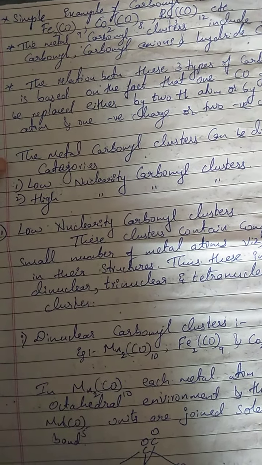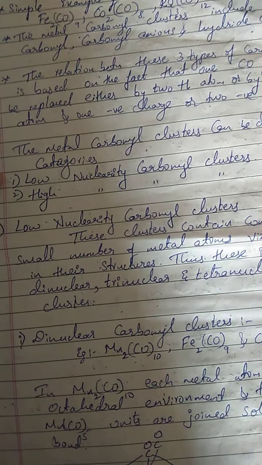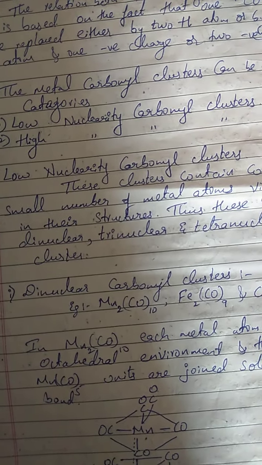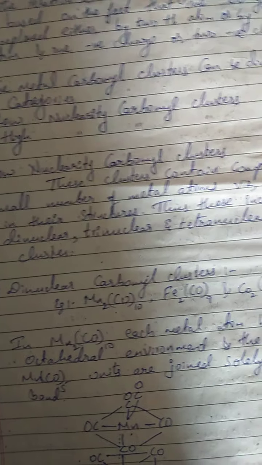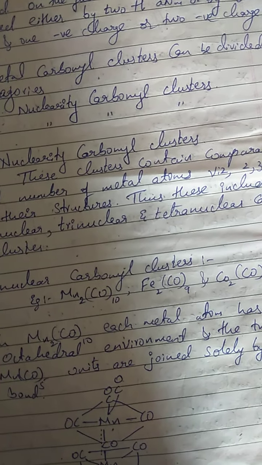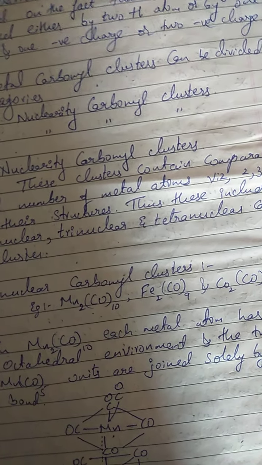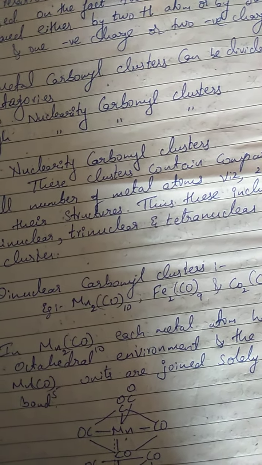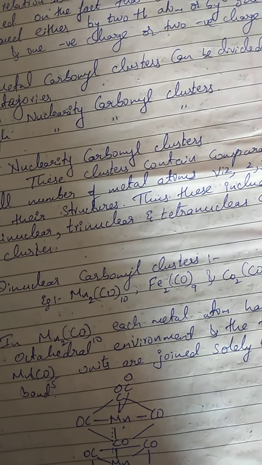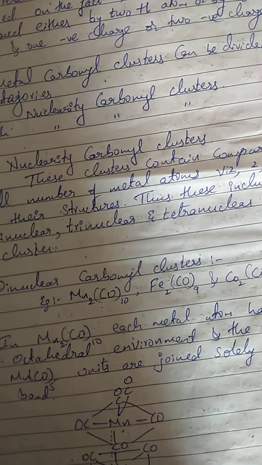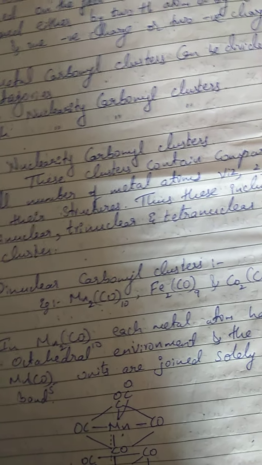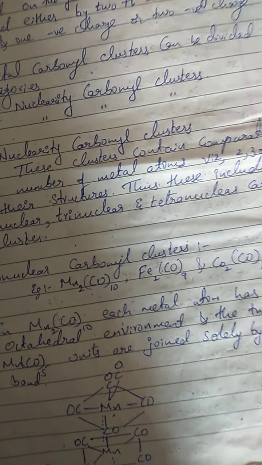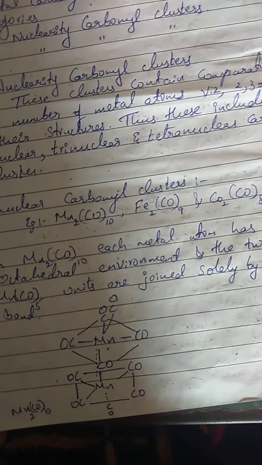In metal carbonyl clusters there are also two categories: low nuclearity carbonyl clusters and high nuclearity carbonyl clusters. Low nuclearity carbonyl clusters are those which contain a comparatively small number of metal atoms, like 2, 3 or 4, in their structure. These include the dinuclear, trinuclear and tetranuclear carbonyl clusters, where 2 means dinuclear, 3 means tri and 4 means tetra. So we will see the dinuclear carbonyl clusters.